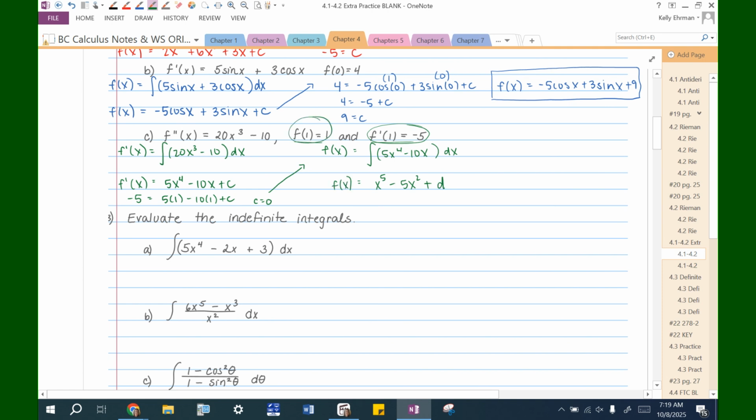And now I want to use the other condition that they gave me. So f of x is 1 when x equals 1. So 1 equals negative 4 plus d, so d equals 5. All right, so f of x is equal to x to the fifth minus 5x squared plus 5.